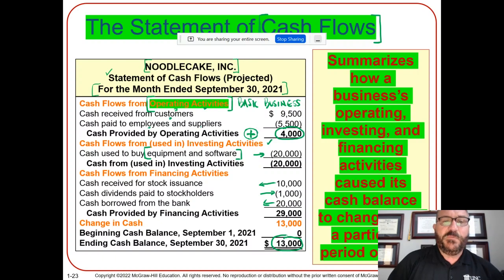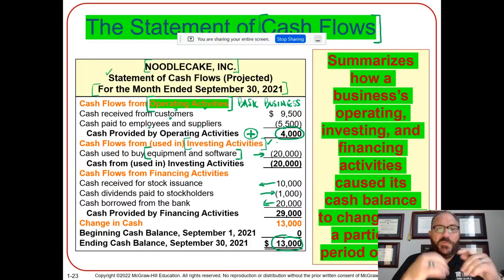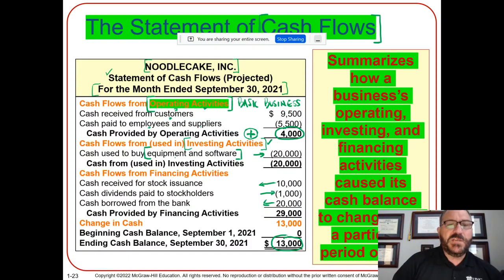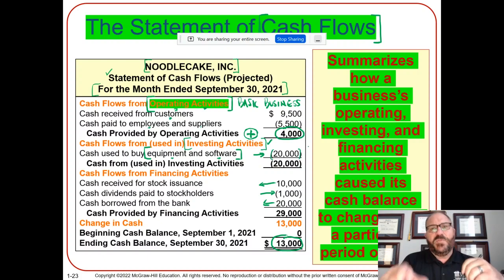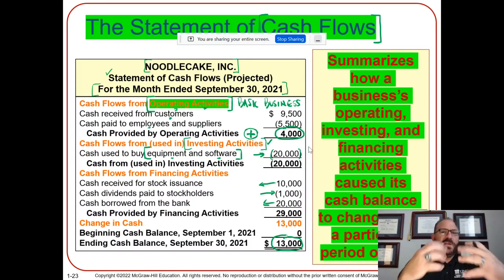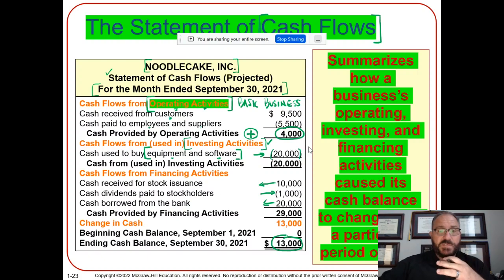Now, the next one is from investing activities. What investing activities are is a company makes money and then they need to go and buy things, equipment or whatever. So notice cash used to buy equipment or software. So normally, you see how this is a negative number? Normally, you'd like to see a negative number there because that means you made money or borrowed money or got money somehow and you used it to buy stuff for your business.